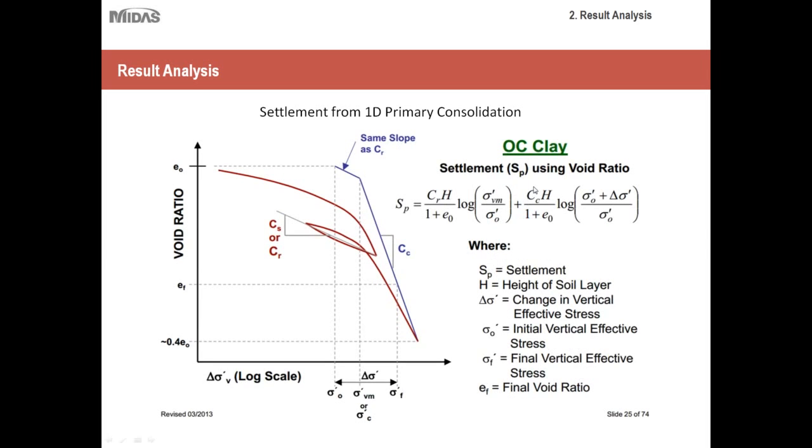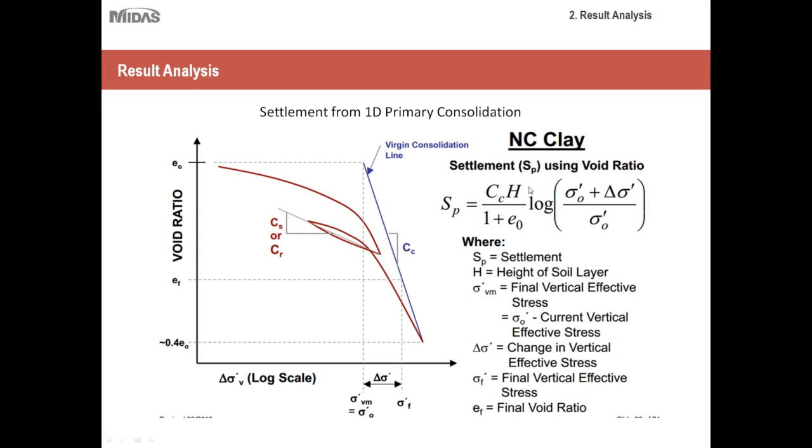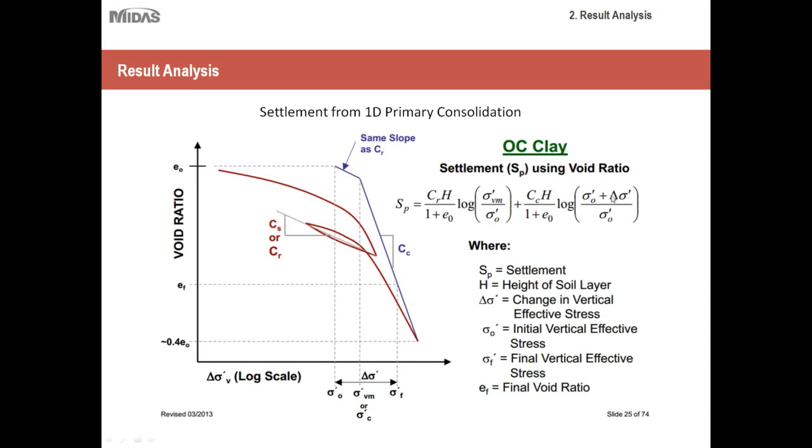Now for over-consolidated clay, the process is a little bit different. For over-consolidated clay anyway, you need to get this value here, which is your compression index. So if you go back to primary settlement for normally consolidated clay, the empirical formula is a little shorter, whereas if you go here, there's a whole other step.